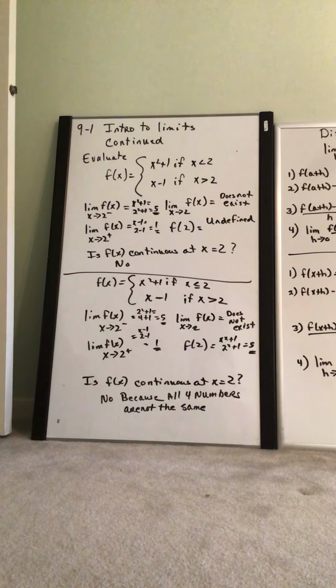The last question on both is f of x continuous at x equal to 2? In both cases, they're no. And the generic reason is because since all 4 answers were not the same, then it's not continuous. There were gaps in it, is basically what happened.